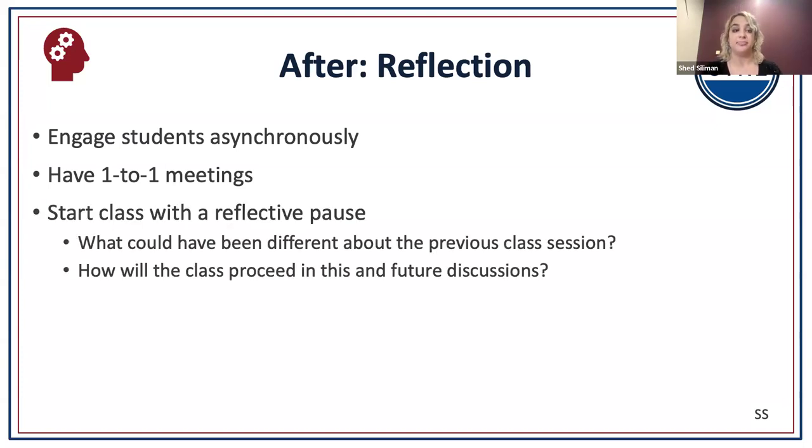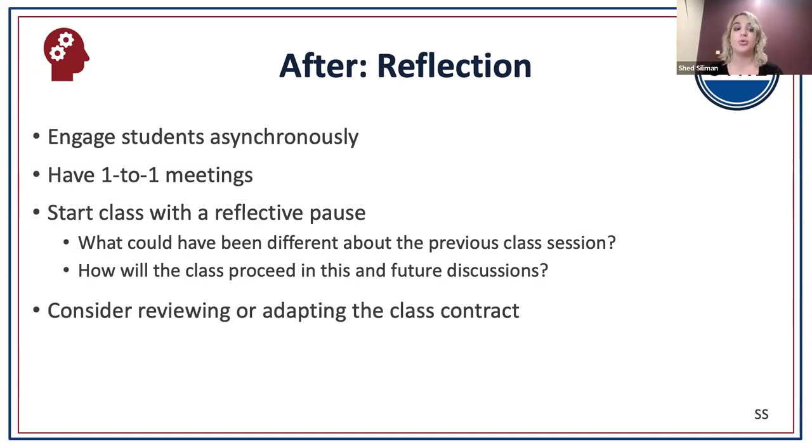So really following up. You can also start class after one of these moments with a reflective pause. You may even ask students, what could have been different about our previous class session to make it lead not to one of these moments, right? To have it be more respectful. How will the class proceed in this and future discussions? You may even go back to your discussion guidelines and revise them or revisit them. You can consider reviewing or adapting the class contract, like we just said, or guidelines or agreement, whatever it might look like. Maybe you missed something that now you want to add after this moment has happened.